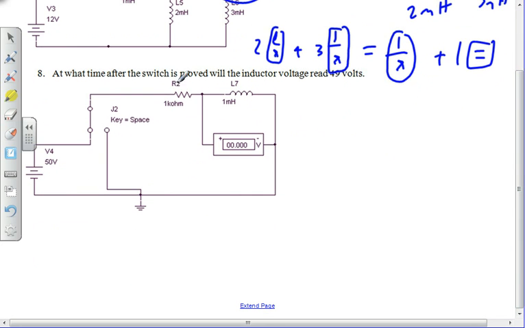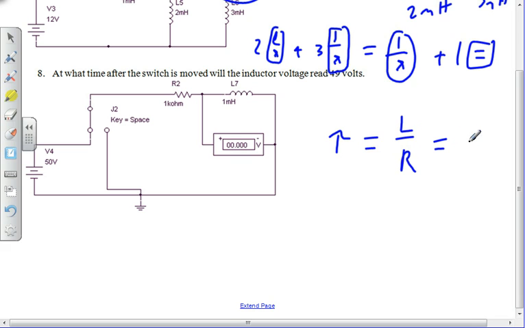At what time after the switch is moved will the inductor read about the same? So we still want 5 time constants. The time constant is now different though. Anybody remember the time constant for an inductor? Is it R over L or L over R? Well, it can't be R over L because that'd be too large. So it has to be L over R.